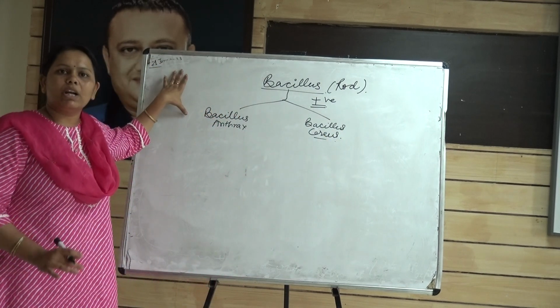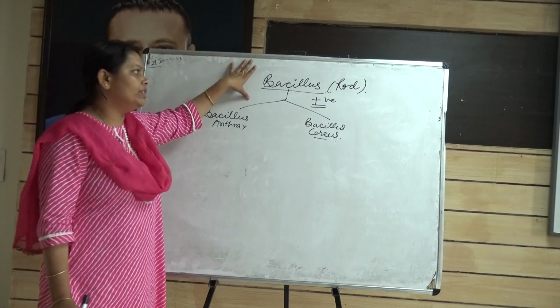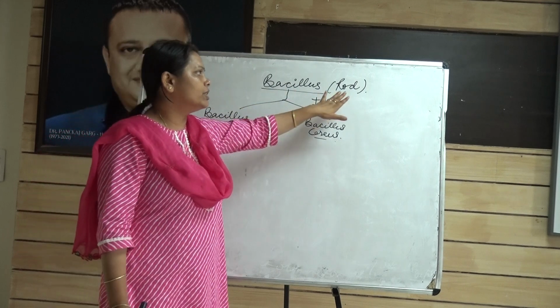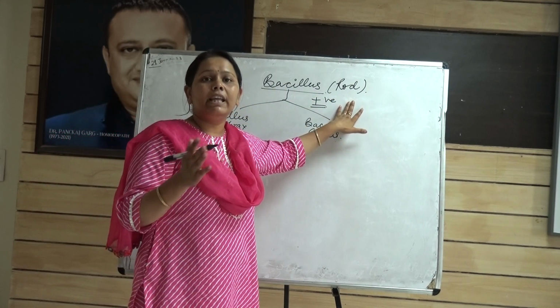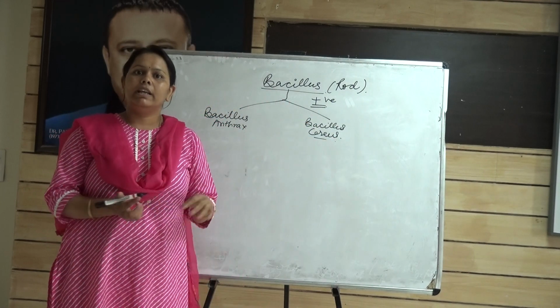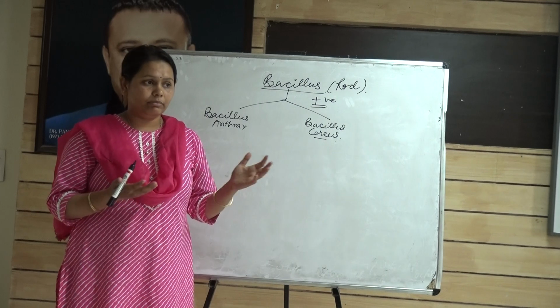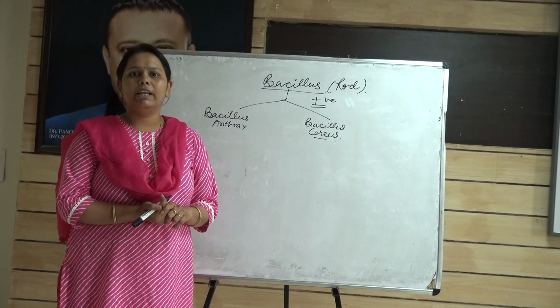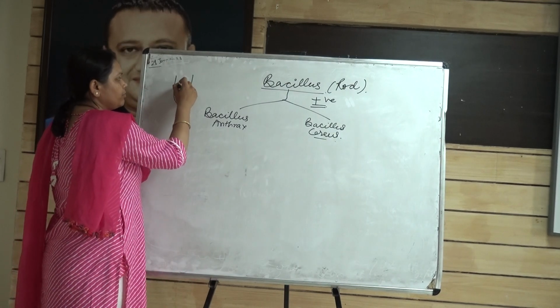First of all, before starting these two species, we are going to start with some common features of the Bacillus. It is a gram-positive rod. It is an aerobic bacillus, but it is a facultative anaerobe. On gram staining, they are definitely gram-positive rods, and on liquid medium, they give an inverted tree appearance.